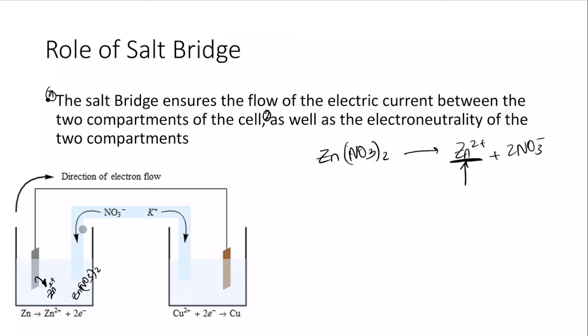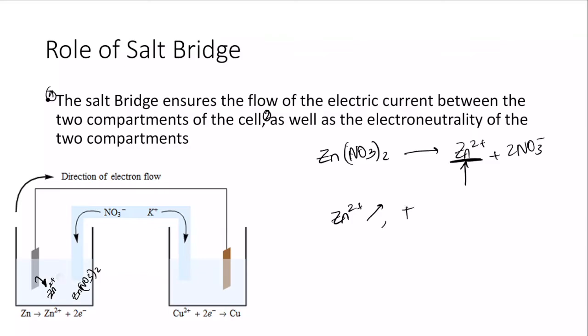Well, the role of the salt bridge is to let NO3 minus migrate. As I've mentioned, the salt bridge contains salts. In this case, we have potassium nitrate. It lets the NO3 minus migrate to the solution so that it ensures electron neutrality. So the Zn2+ increases, and the solution is becoming more positive.